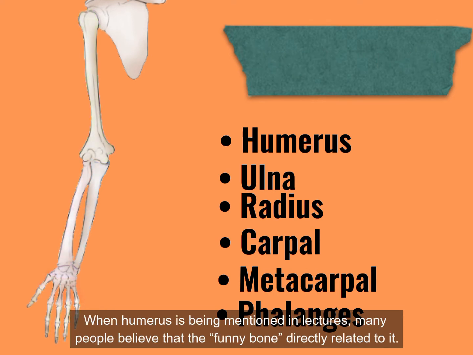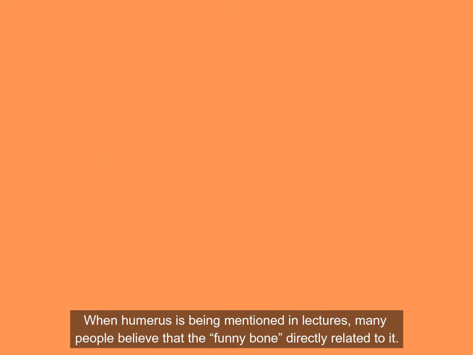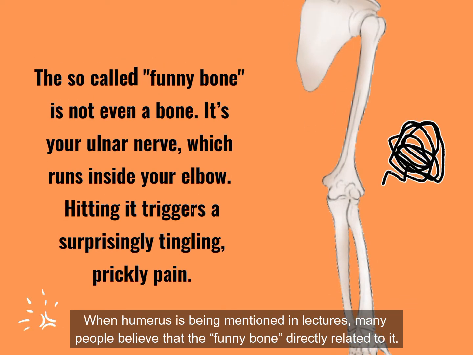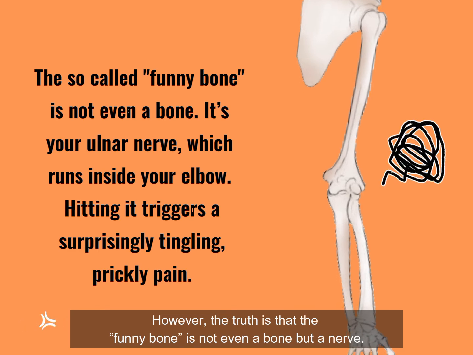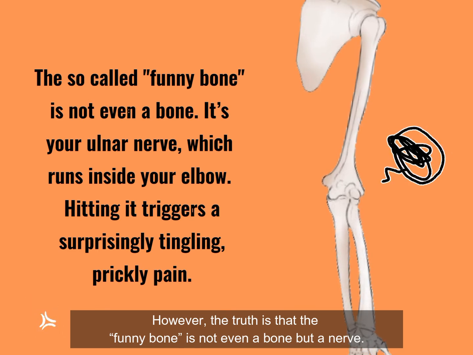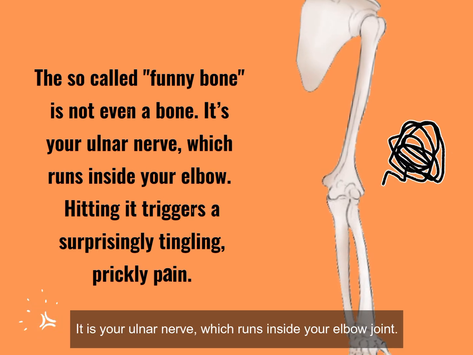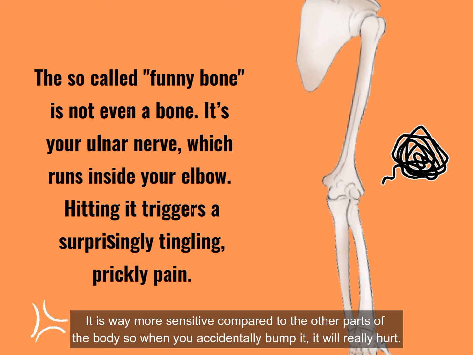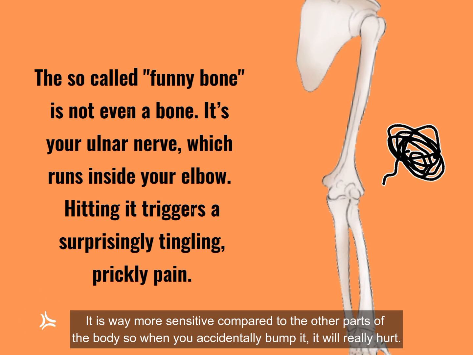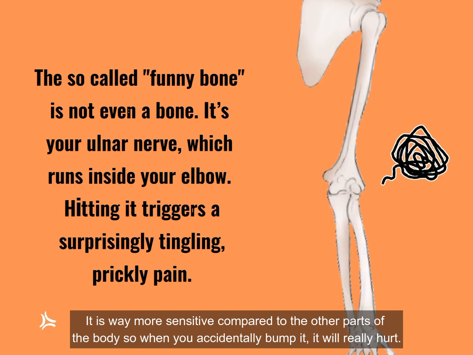When the humerus is being mentioned in lectures, many people believe that the funny bone is directly related to it. However, the truth is that the funny bone is not even a bone. It is a nerve. It is your ulnar nerve, which runs inside your elbow joint. It is way more sensitive compared to the other parts of the body, so when you accidentally bump it, it will really hurt.